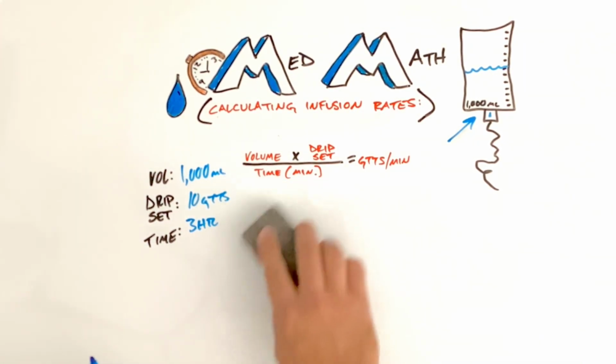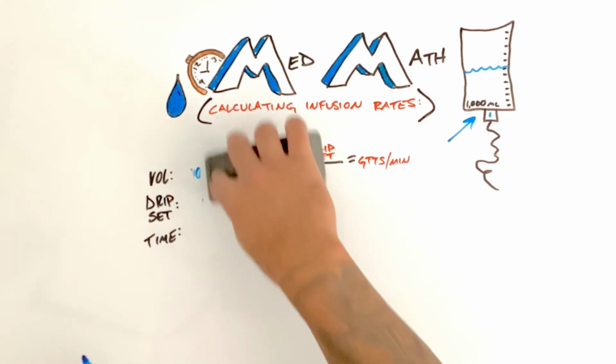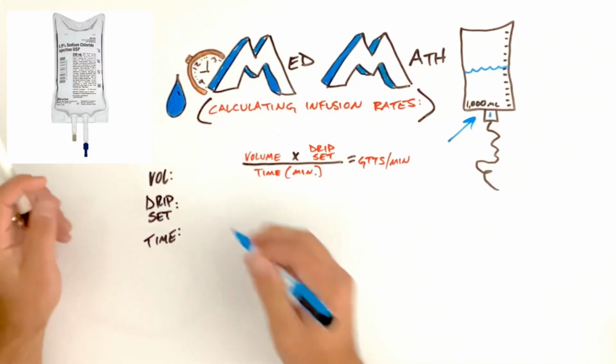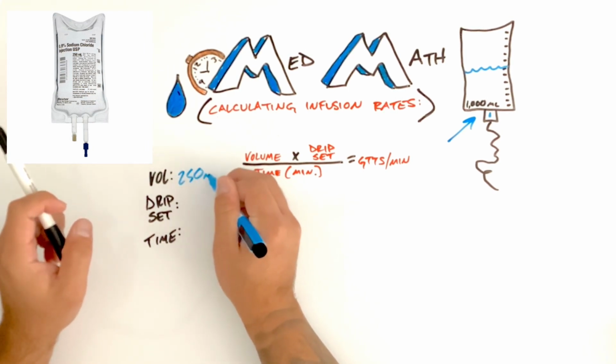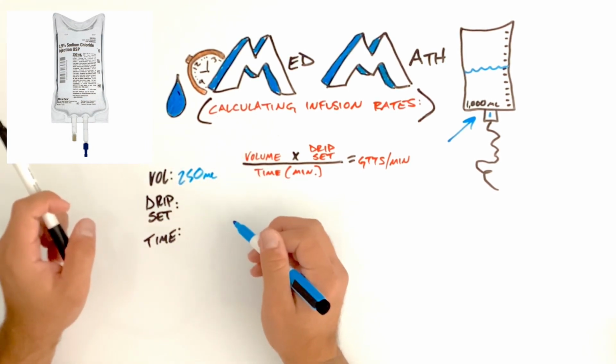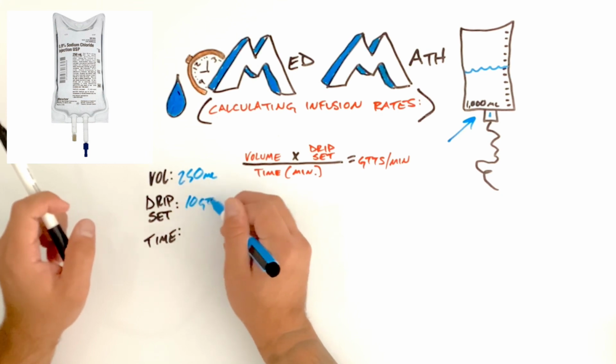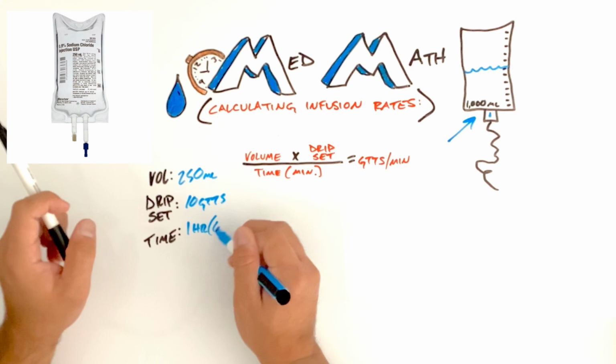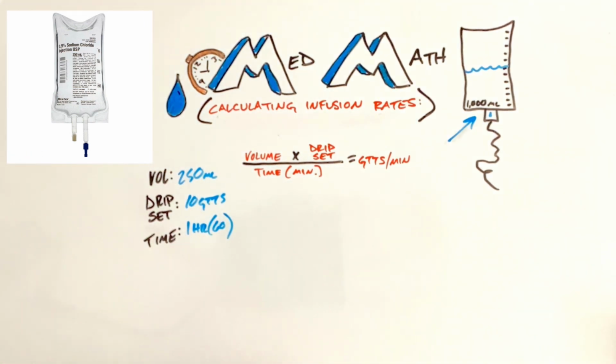Let's do another one. So let's say we're not using a liter bag. Let's say we're using a 250 cc bag of normal saline, doesn't matter. So 250 mLs. Let's say we're going to use that same 10 drop set. And now let's say we want to give it over 1 hour, which we know is 60 minutes.